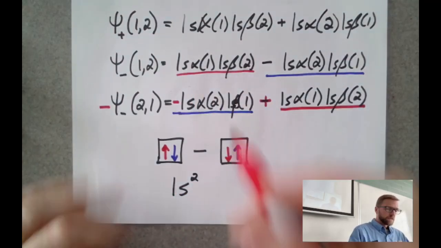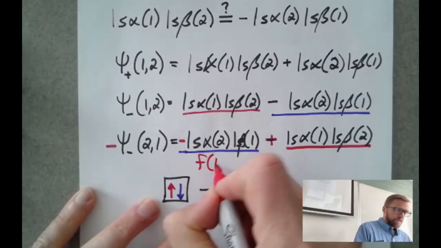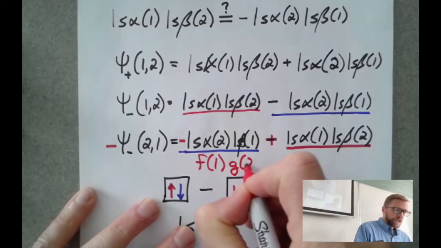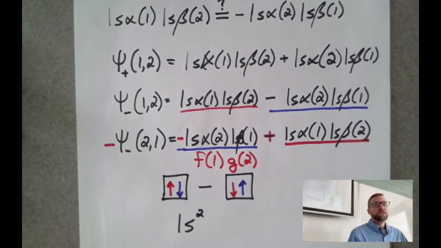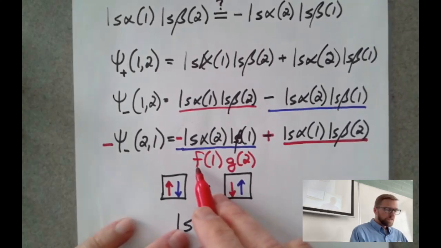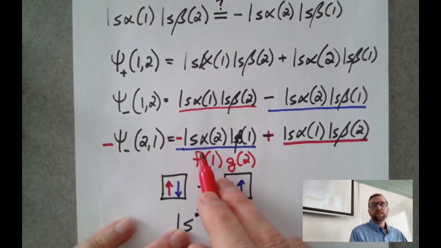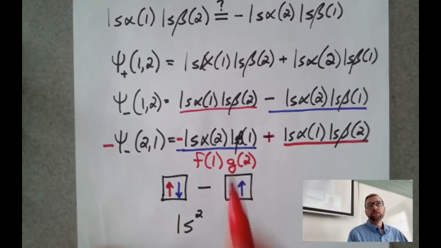Imagine it like this. F of 1, G of 2. F is a function of 1. G is a function of 2. The F function is 1s alpha, and the G function is 1s beta. Yeah.